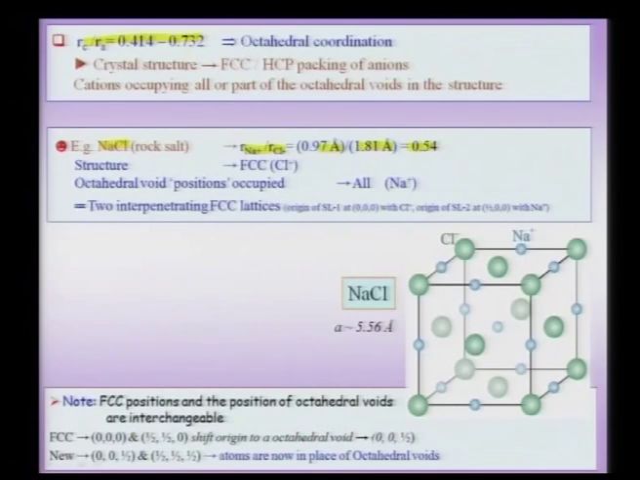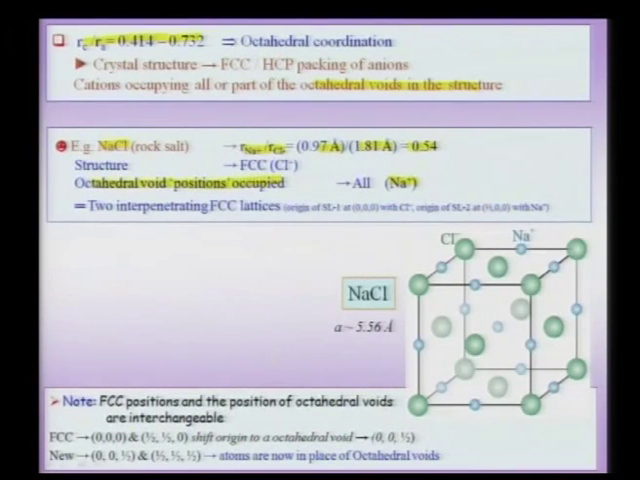Now, in this particular example, all the octahedral void positions are occupied, but in general you could note that only some of the octahedral void positions may be occupied in some different structures. But here, in this particular case, all octahedral void positions are occupied. In other words, in all the void positions formed by these anions, the chlorine anions, you would find sodium cation sitting.